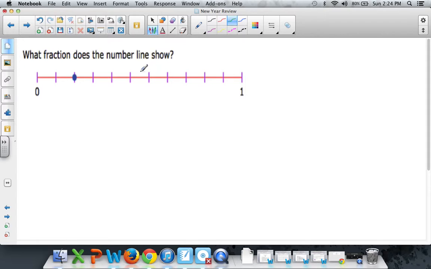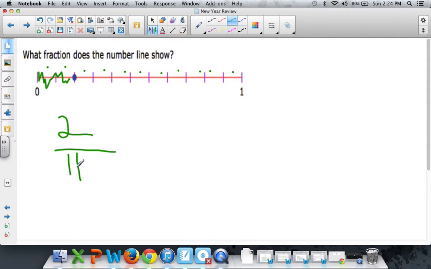And here we go. What fraction does the number line show? If I were you, I would shade up to the dot. And realize that you've shaded 1, 2 boxes up to the dot. That gives you a numerator of 2. Then you can imagine how many boxes there are remaining. 3, 4, 5, 6, 7, 8, 9, 10, 11. This fraction is 2 out of 11.